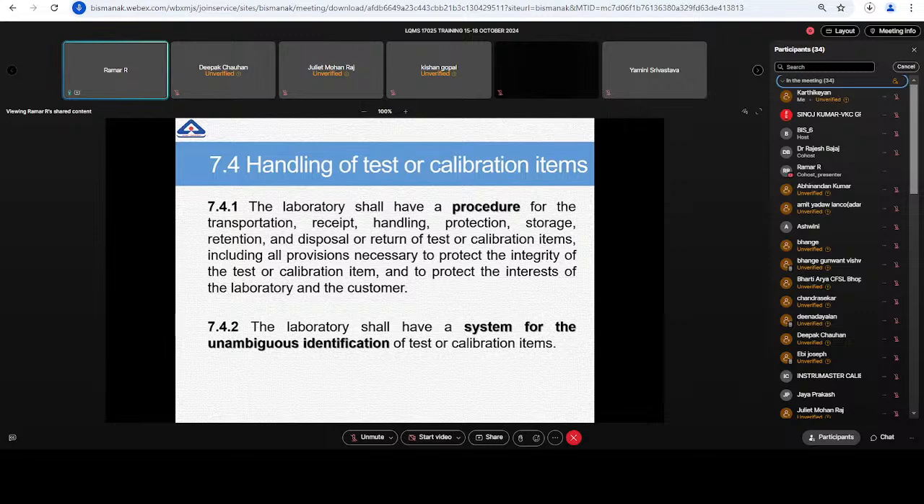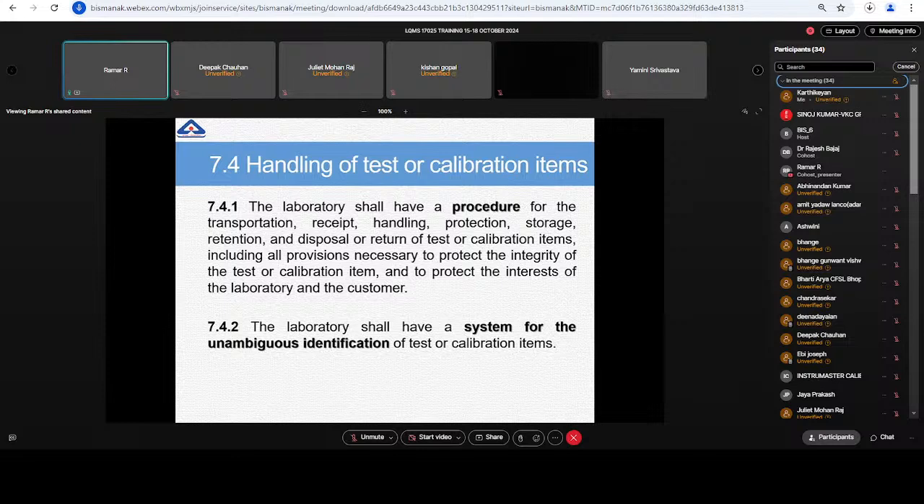So now, samples. Whenever a request is there, and we receive the samples, we may do the sampling, and our laboratory representative will go to the customer site, and they will collect the sample and forward it to the laboratory. That is the second. And the third one is customer in person. They will visit our laboratory and hand over the samples for the testing. So in these three ways, we can receive the sample in the laboratory.